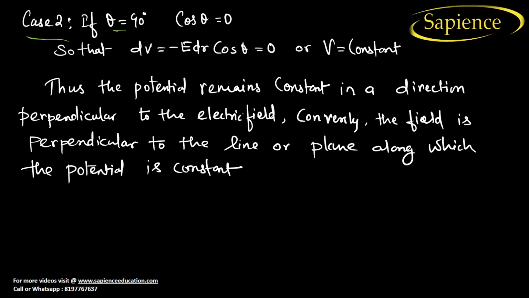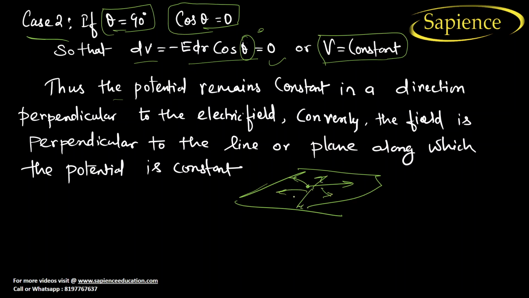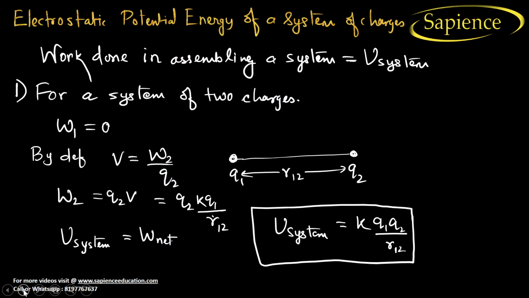See case 2: if theta is equal to 90 degrees, then dV is equal to 0 for the 90 degree case. So V will be constant. When movement is in this direction, there will be a constant potential area, right?